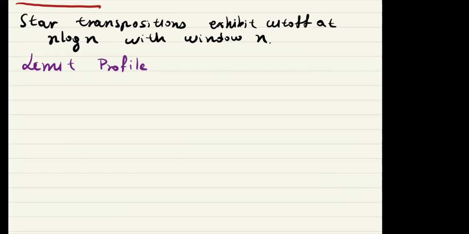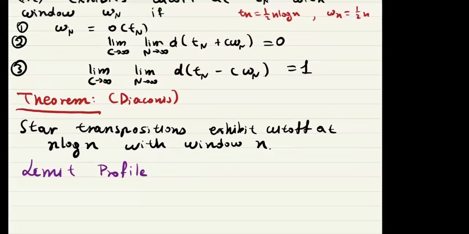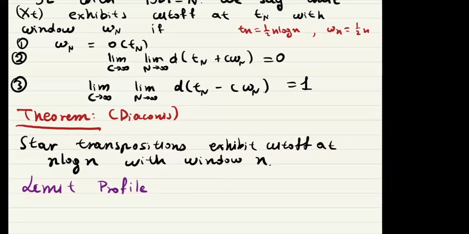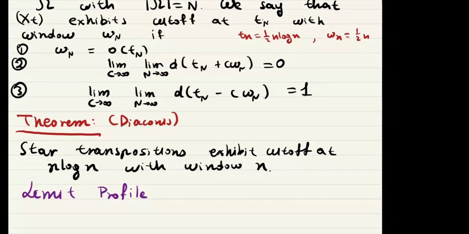Sorry to interrupt you. Yes. I wanted to ask you if it is possible that, because here you have cutoff with window omega n, but is it possible to have cutoff with window omega n and cutoff with some window omega prime n? I mean, if omega prime n is smaller than omega n.